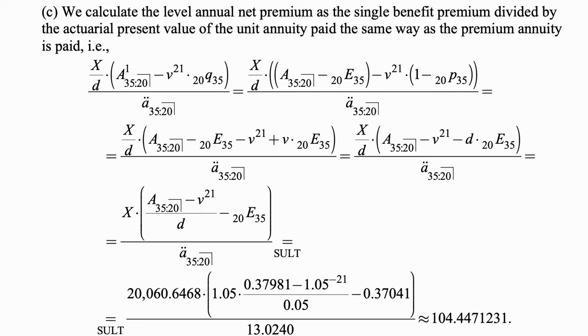And then if we take that D and put it in 1 over D and put it inside, this becomes X times A35 colon angle 20 minus V to the 21 over D minus 20 E35 divided by A double dot 35 colon angle 20. And every single one of these things can be looked up now in the table. And of course D is equal to 0.05 over 1.05. So we plug in those values, do the calculation, and we obtain 104.4471231.